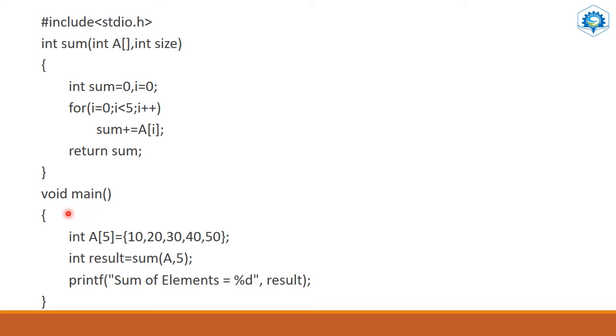In this program, we have a main function, and inside the main function we have declared an array A whose size is 5. The elements are 10, 20, 30, 40 and 50. Now in this statement we are calling a function sum of A comma 5, and this is the declaration of the function sum. So let us see how the argument array A is passed to the function sum.